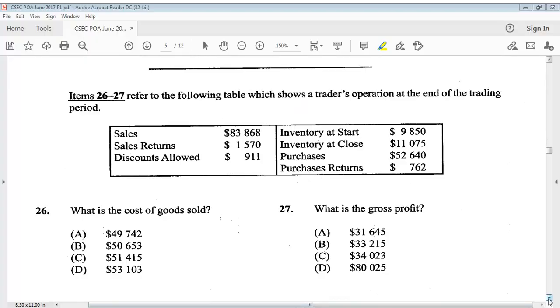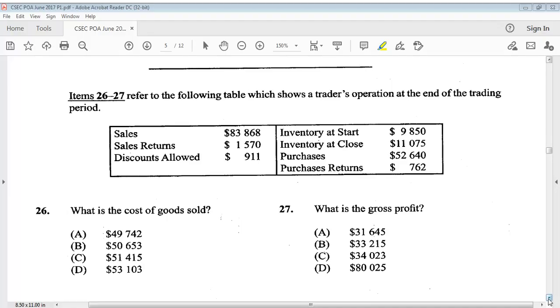26 to 27. Item 26 to 27 refers to the following table, which shows a trader's operation at the end of the trading period. So we have sales 83,868, sales returns 1,570, discount allowed 911, inventory at start 9,850, inventory at close 11,075, purchases 52,640, purchases returned 762. So our trading profit and loss account. It says, what is the cost of goods sold?